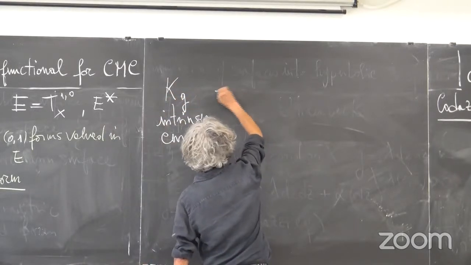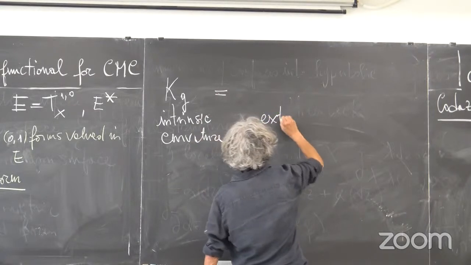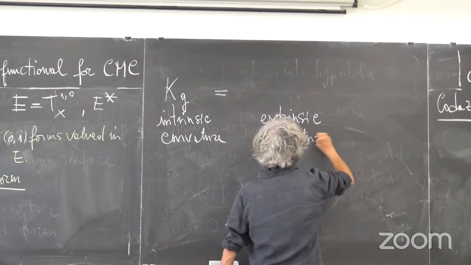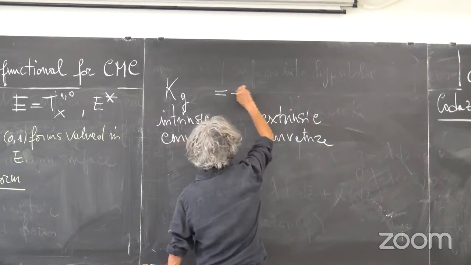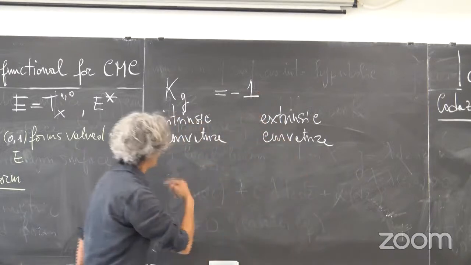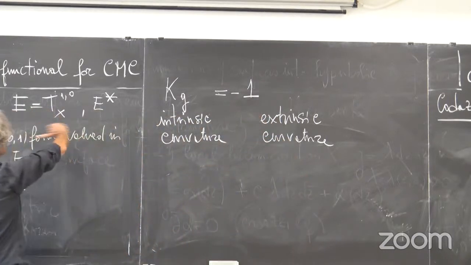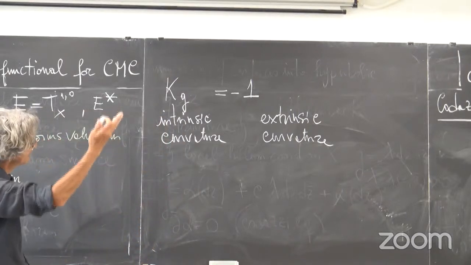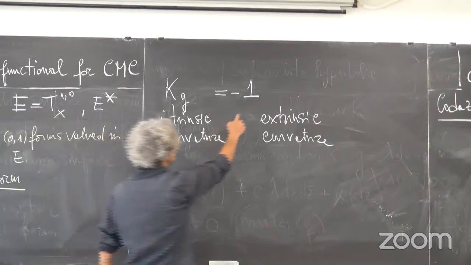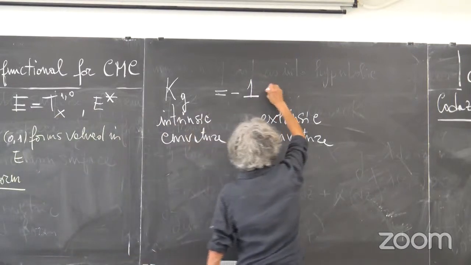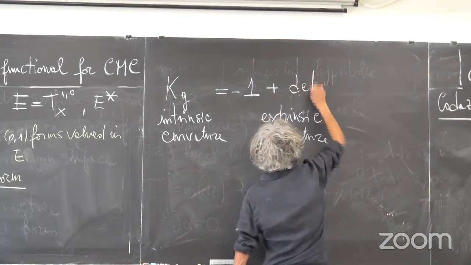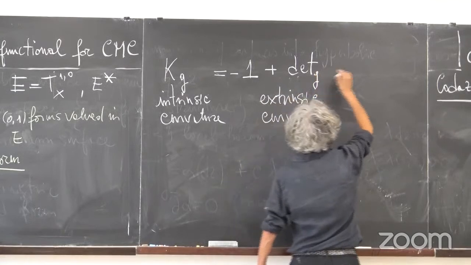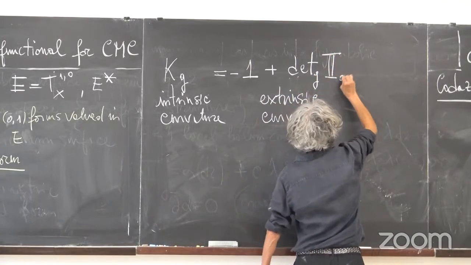And what we want is that this coincide with the extrinsic curvature, and this curvature is just the curvature of the ambient space. So as I mentioned at the beginning, we are dealing with immersions into hyperbolic spaces, namely spaces with sectional curvature minus 1, so the ambient curvature is minus 1, plus the contribution that comes from the second fundamental form, which is the determinant with respect to the metric g of the second fundamental form.